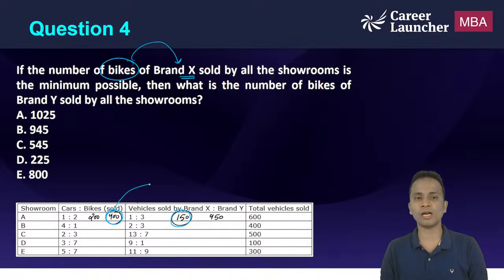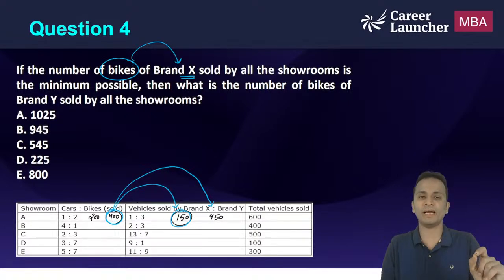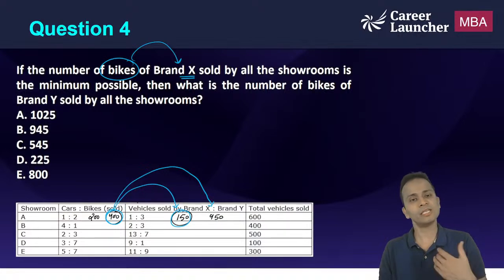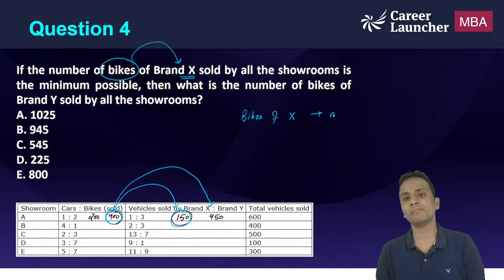So out of these 400, I have to make sure that minimum number of bikes of brand X will be sold. Okay. So if I want to minimize this particular number, can I say that if I'll maximize the number of bikes which are sold by brand Y, then automatically the number of bikes which are sold by brand X will become minimum. I'll write it. So bikes of brand X I have to minimize.